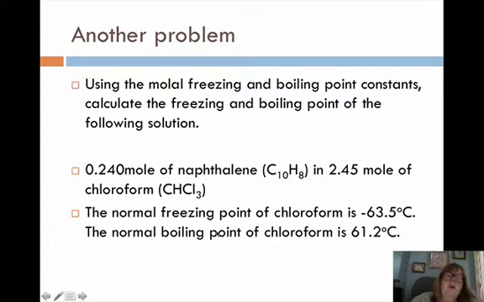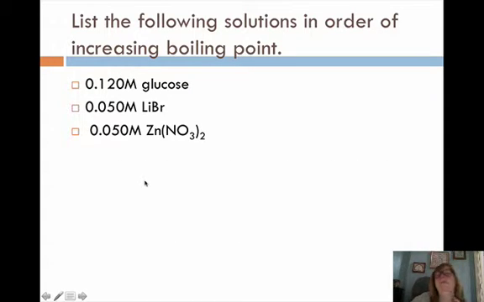I just want you to know that we're not always dealing with water. In this particular question, we are dealing with a different solvent, chloroform. And so we would have a different freezing point of the pure solvent and a different boiling point and different Kb and Kf, but the process is exactly the same. So let's practice some things here.